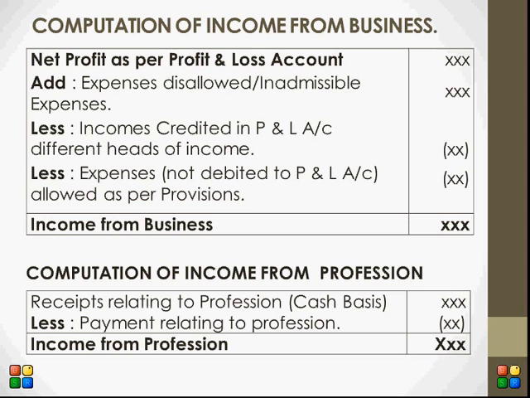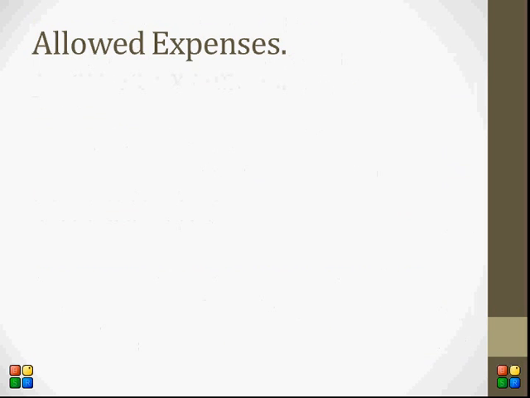So I hope you understand this computation of income from business and computation of income from profession. This is basic. If you learn it in brief or in depth, it is not very complicated, but it is a little bit difficult. So the next one is a clear-cut term: allowed expenses.